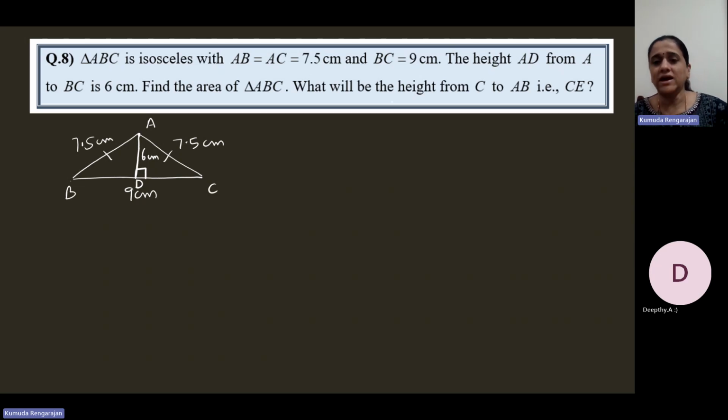What will be the height from C to AB? From C to AB, what will be the height? That is CE. They also want you to find the height from C to AB. That is CE. So you have now found the area of the triangle. And you know the base AB is 7.5. Find the corresponding height. Height is equal to 2 into area by base.